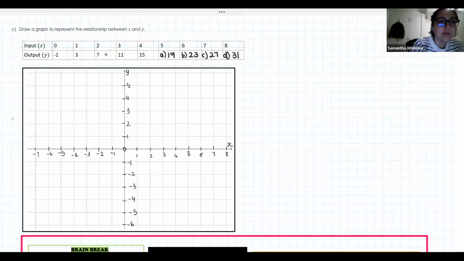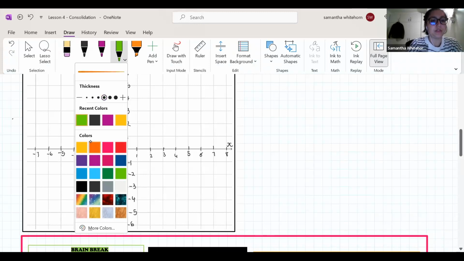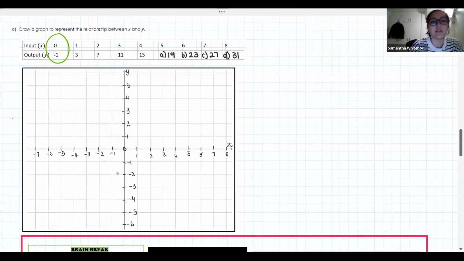Okay, so the first coordinates I'm going to plot, if I go to my table, is 0, -1. So go to 0 on my x, go down to -1 on my y, and I plot my point. The next point, 1, 3. So I go to +1 on my x-axis, 3 on my y-axis, and I plot my point.